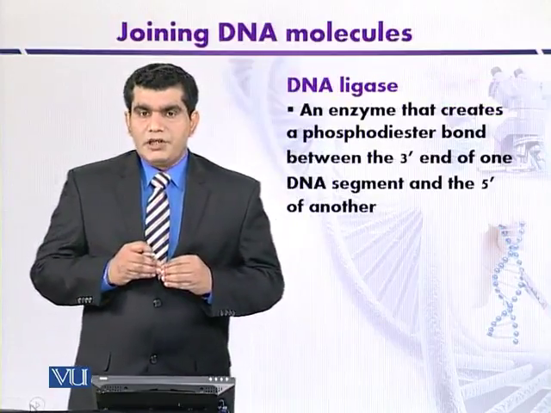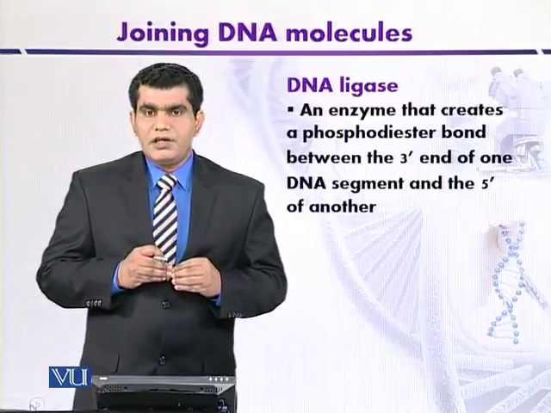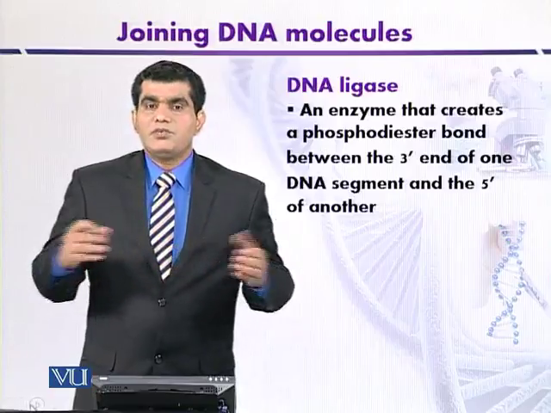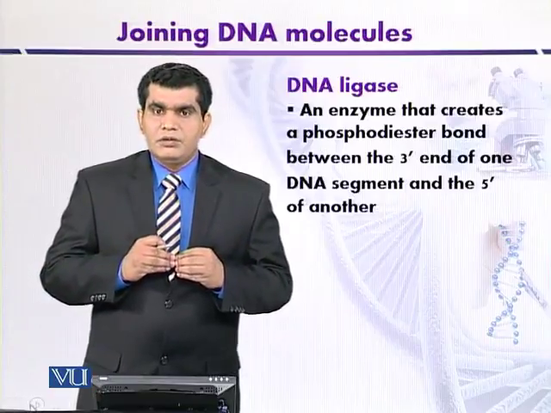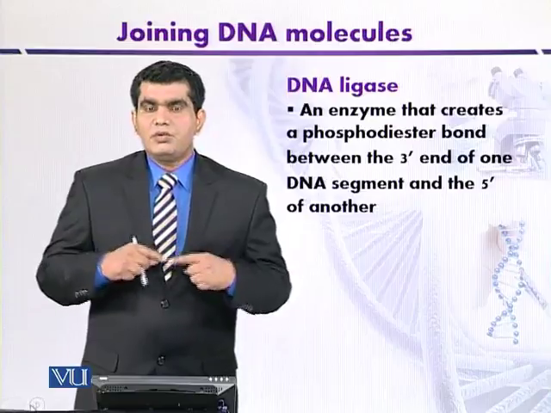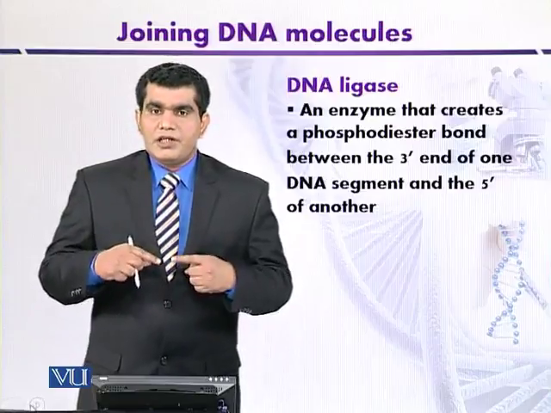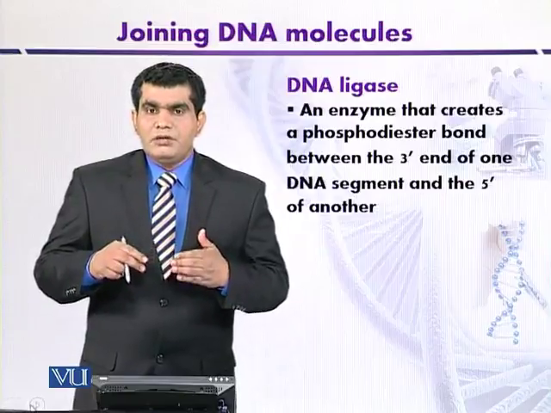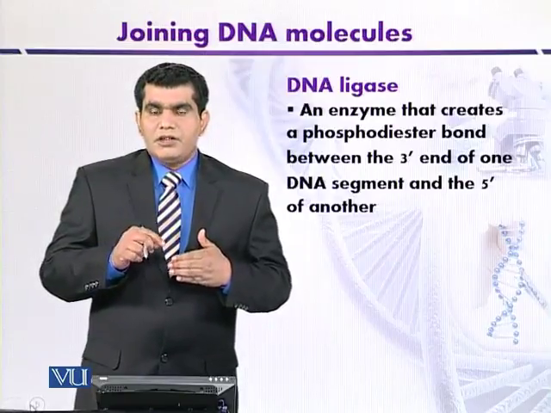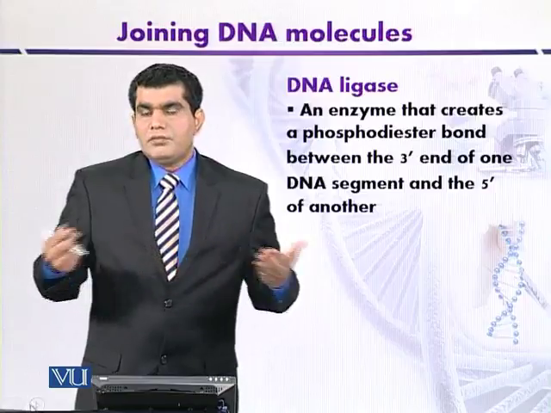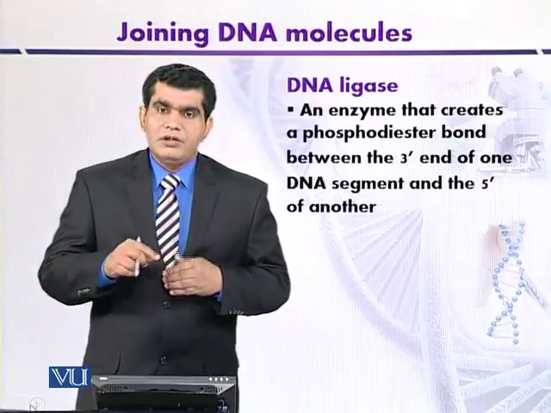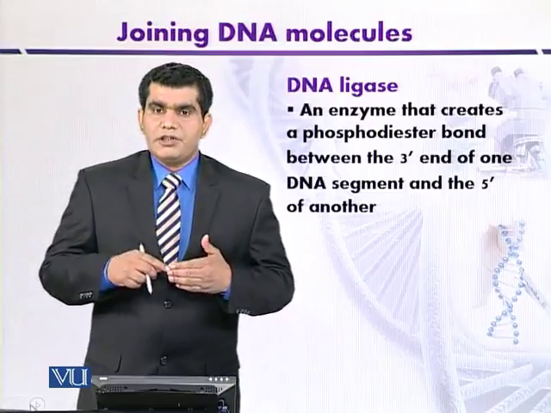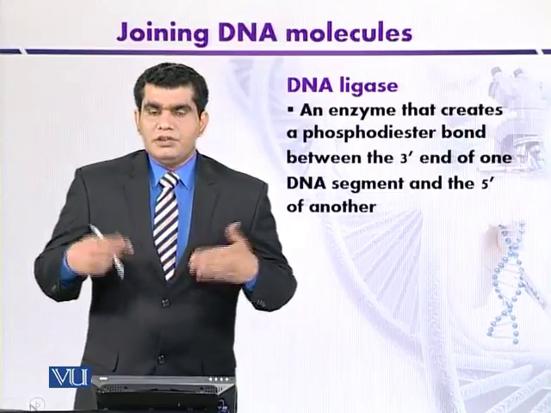Another important enzyme is DNA ligase. Actually, this DNA ligase creates a phosphodiester bond between two adjacent nucleotides. So it can catalyze the phosphodiester bond formation between the 5' end that contains the phosphate and the 3' end that contains the hydroxyl group. So this DNA ligase is very important in the process of gene manipulation.